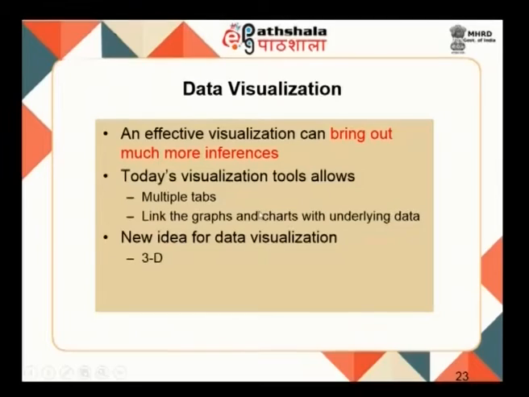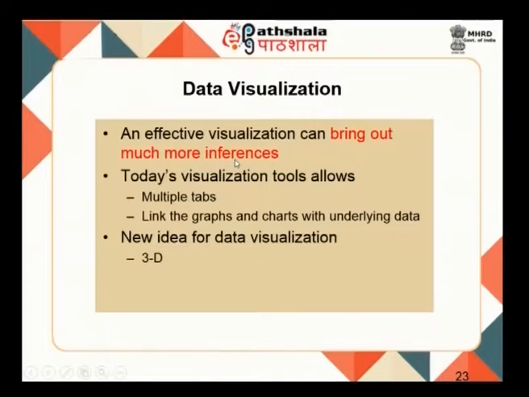Data visualization is very important and plays a vital role in such an inference making mechanism. An effective visualization can bring out many more inferences. Inferences are very important for final decision making. When a wrong inference is made, naturally the decision making process will also go wrong. Therefore, we must be very careful in terms of inferencing.